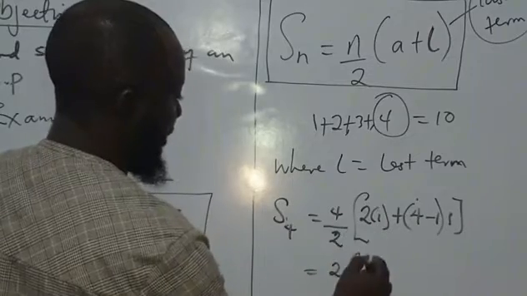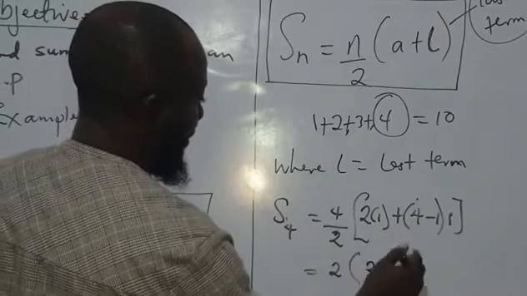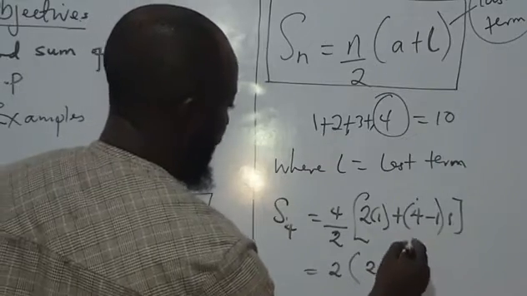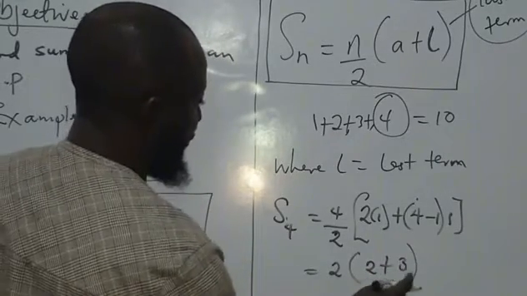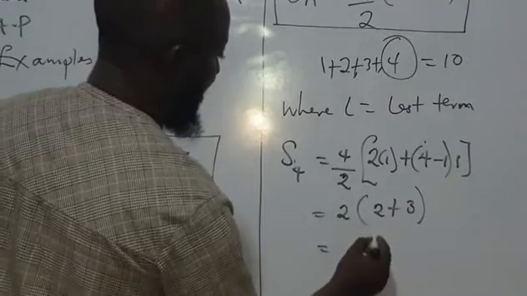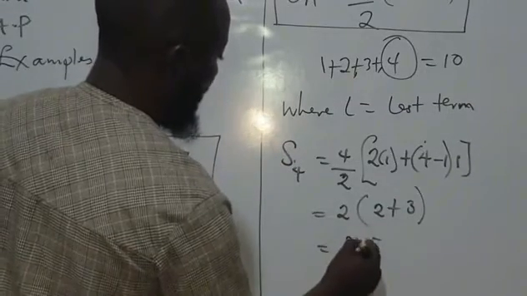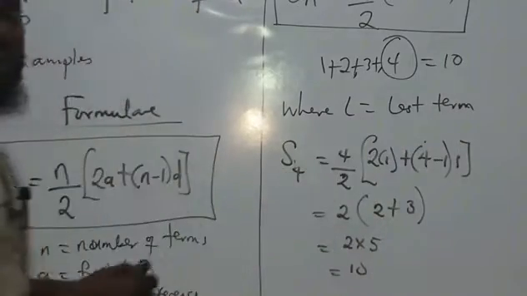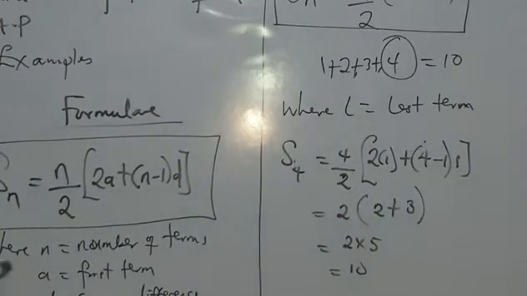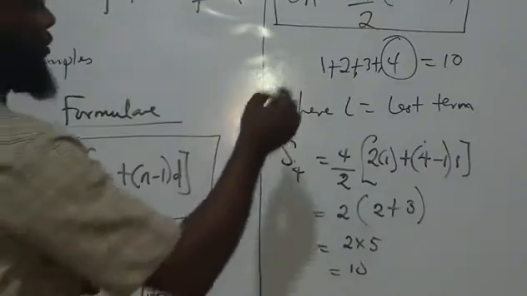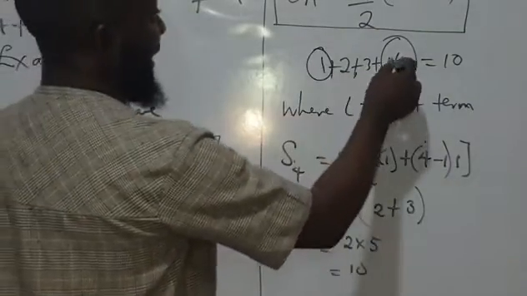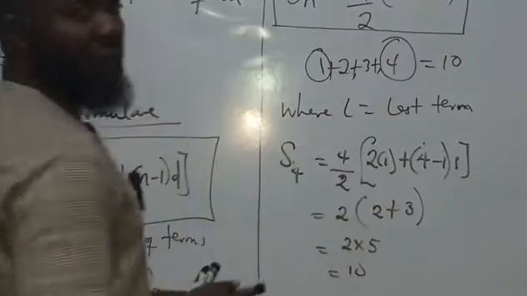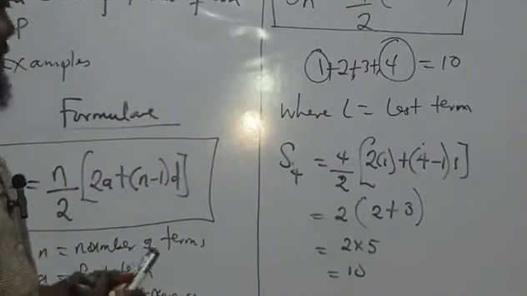Then we have this: 2 plus, 4 minus 1 is 3, 3 times 1 is 3. We close it. So that means we have 2 plus 3, 5. Then this is 2 times 5, that gives us 10. You can see that we still arrive at the same answer, right? But if the question gives you the first and the last term, you can see that in this formula we don't have the common difference there.